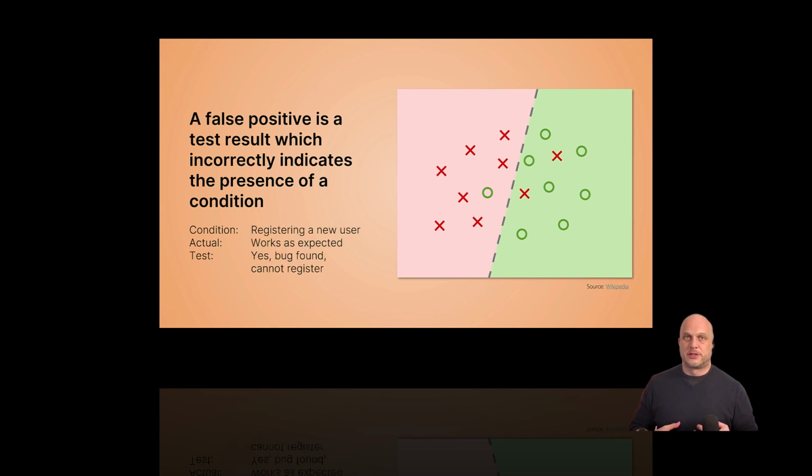So let's look at a technology example of that. Let's assume we are testing the functionality to register a new user. And it actually works as expected. Nevertheless, the test tells you, yes, I found a bug. I cannot register a new user. That's again a false positive because we were looking for bugs and we found a bug where no bug exists. That is why we call it a false positive.